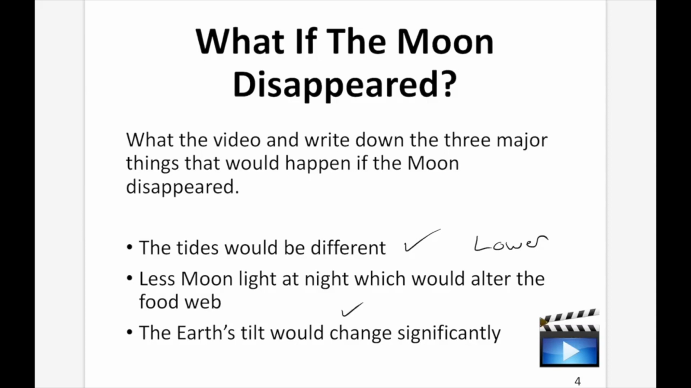And lastly, and the most important, would be the Earth's tilt would be significantly affected. The Moon stabilizes the Earth. It keeps it from wobbling and changing its tilt. We want to stay at 23.5 degrees. That keeps our seasons constant and our climate pretty much the same. If our Earth wobbled a lot, so say it went from 23.5 degrees to 90 degrees, what would result would be a cataclysmic change to our current climate.